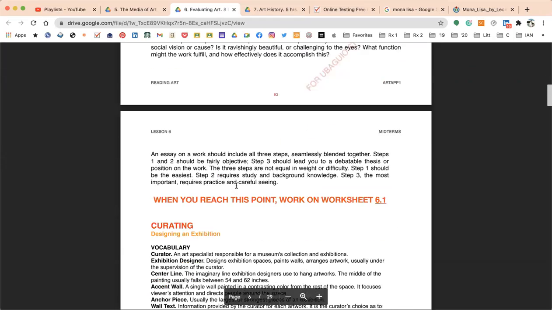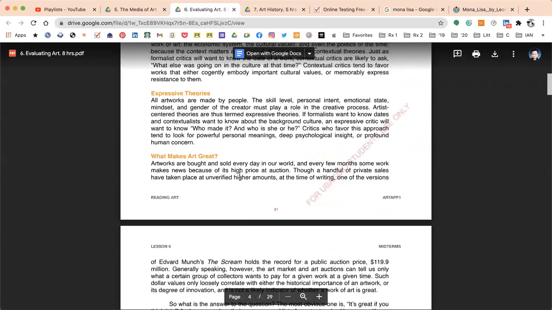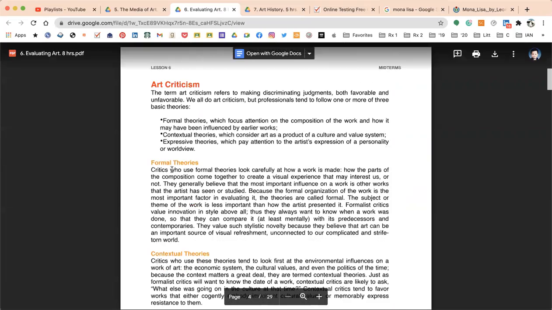Okay, so I will not ask you things related to this, but of course, there are some parts pala related to the three theories: contextual, expressive, and formal theories.